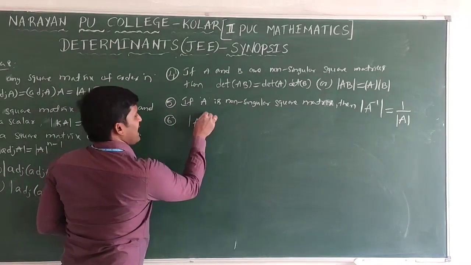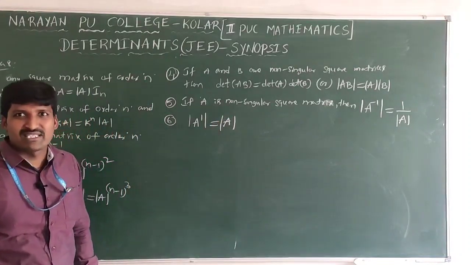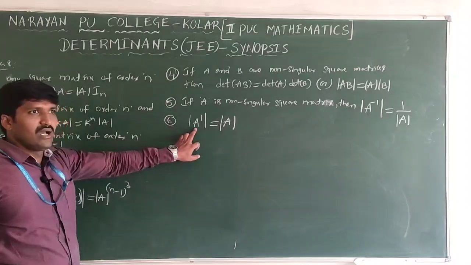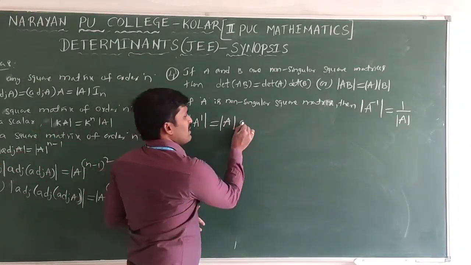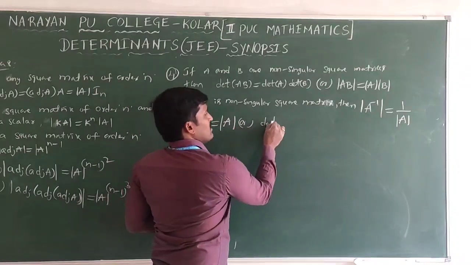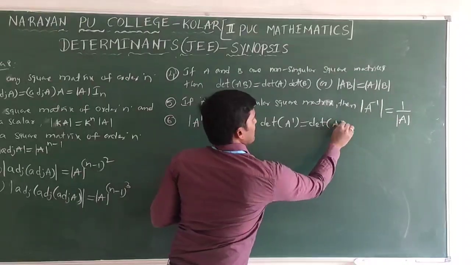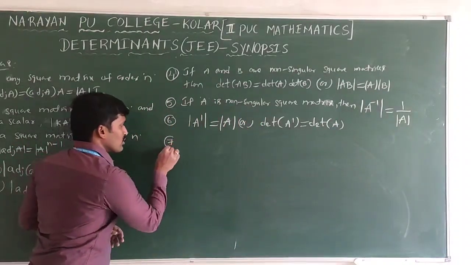det of A dash equal to det A only. A dash means transpose matrix. Transpose matrix determinant and general matrix determinant both are same. It's simple. We can write like this also sometimes. Det of A dash equal to det A. Both are same. No changes. Next, one more.